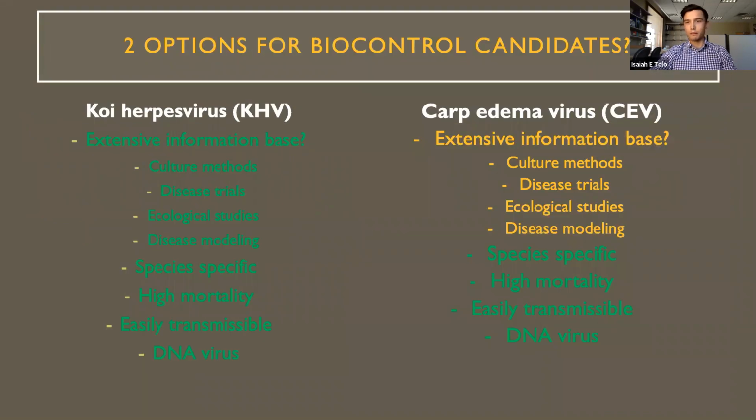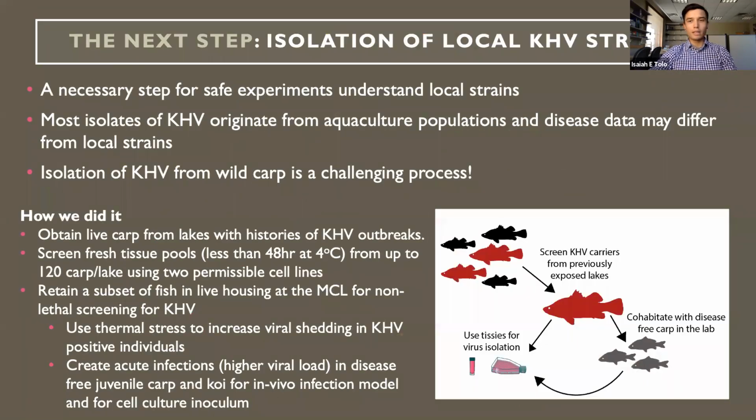So it kind of looks like we have these two controls for biocontrol of carp, but just to cut to the chase, koi herpesvirus is much better studied, so we know a lot more about it than carp edema virus. And so even though carp edema virus is still on the table and we're still looking for it in naturally occurring mortality events throughout the state, we're really focused on koi herpesvirus. So the next step was to isolate koi herpesvirus.